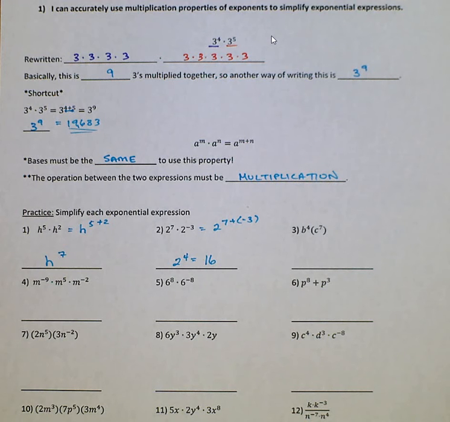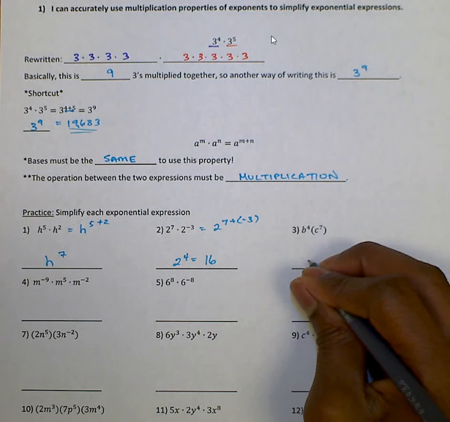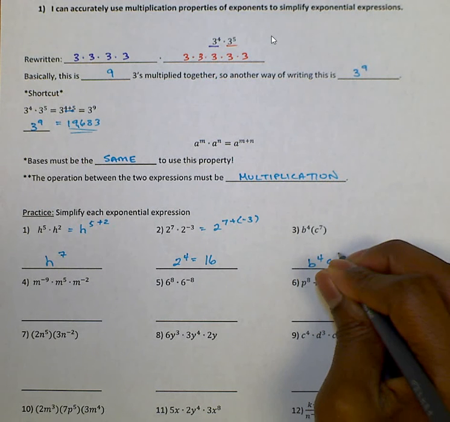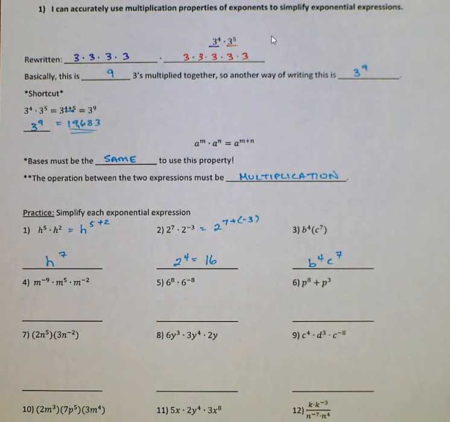For number 3, we have b to the 4th power times c to the 7th power. Notice here our bases are not the same, so we won't be able to just mush them together. We have b to the 4th, c to the 7th. That's how we'll leave it.